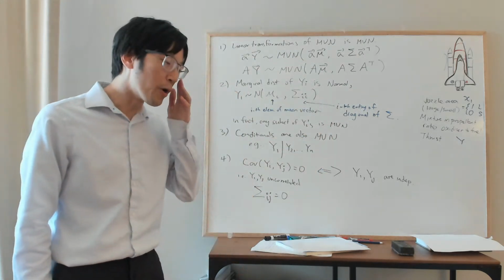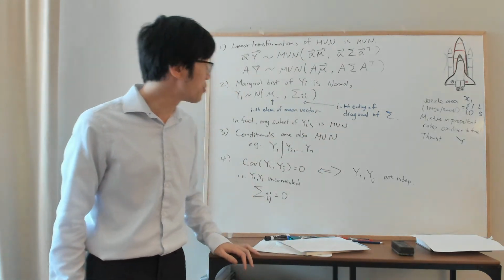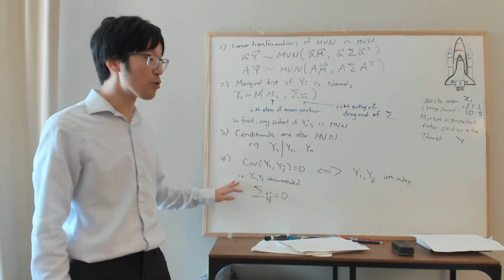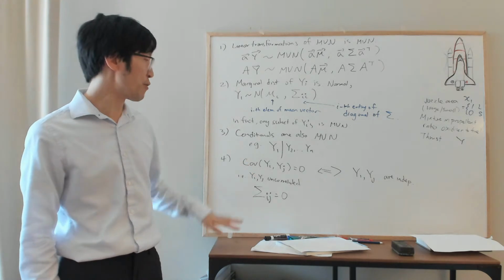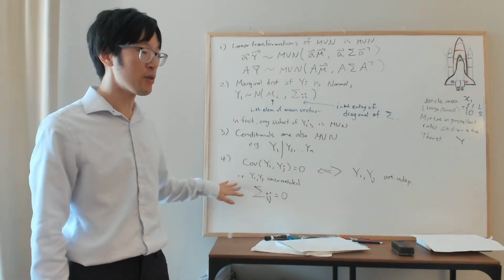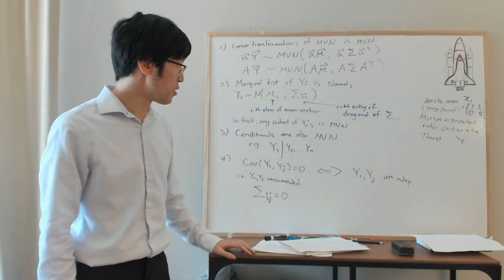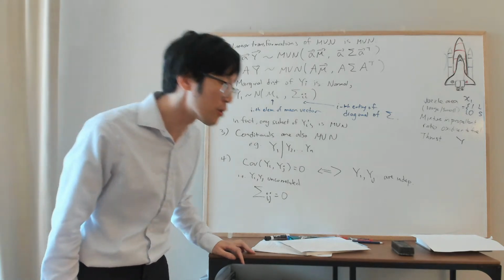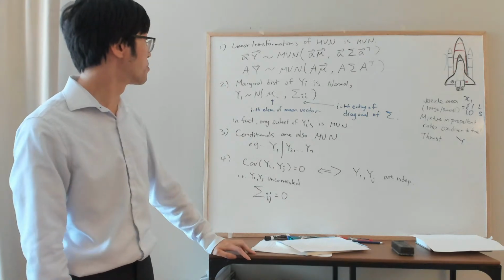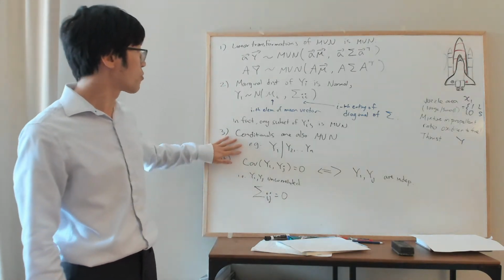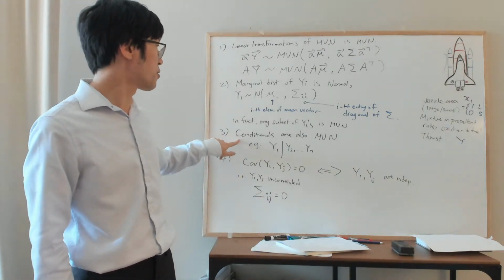Okay, so why does covariance 0 imply independence in the special case of a normal? Well, we can show the proof for that, and I can point you to a reference that shows this fact and why it is true. Regarding property 3: conditionals are also multivariate normal.